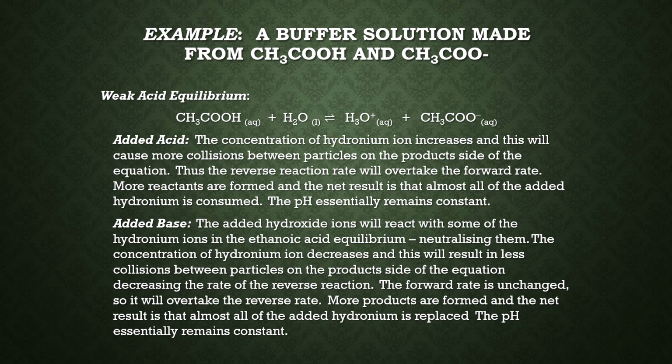When we add base, what happens there? Now, if you look at that equation, you'll say, oh, but there's no base in that equation. So that's where we need to look at the hydroxide ions and what they'll do with the hydronium. So we know that the hydroxide will react with the hydronium and form water, so essentially neutralizing them. That lowers the concentration of hydronium ions in the system. Therefore, there are fewer collisions between particles on the product side of the reaction. This decreases the reverse rate. The forward rate, however, is completely unaffected because none of those particles were changed. Equilibrium shifts to the right. We replace the lost hydronium, and essentially the pH remains the same.